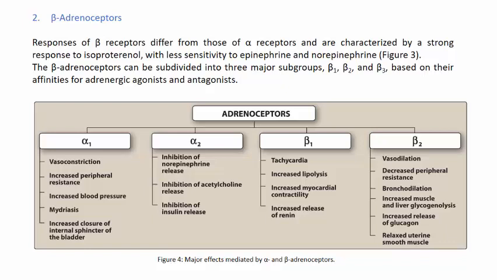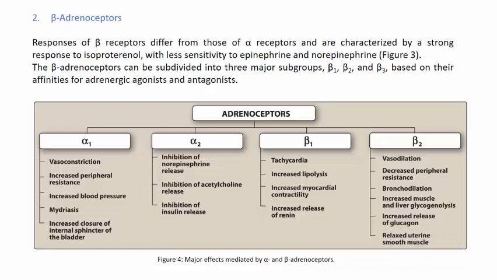So this figure shows the major effects mediated by alpha and beta adrenoceptors ويعني هذا حتى أنه يحتاج you need to read and understand the information which are presented in this figure so which reflects the major effect mediated by alpha or and beta adrenoceptors. يعني مثل ما تشوفون مثلا for alpha 1 إنه ال effects mediated إنه يعمل vasoconstriction, increase peripheral resistance, increase blood pressure, mydriasis, and increase closure of the internal sphincter of the bladder, and so on.